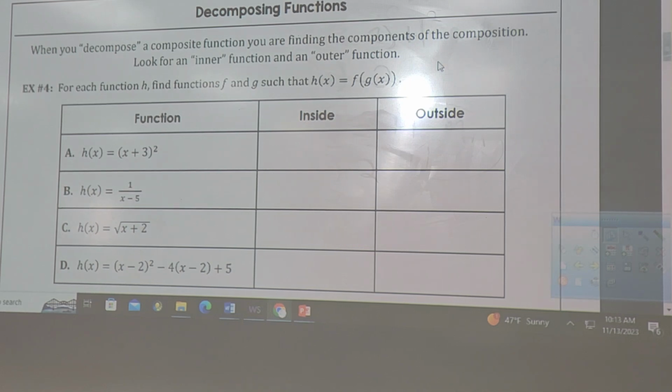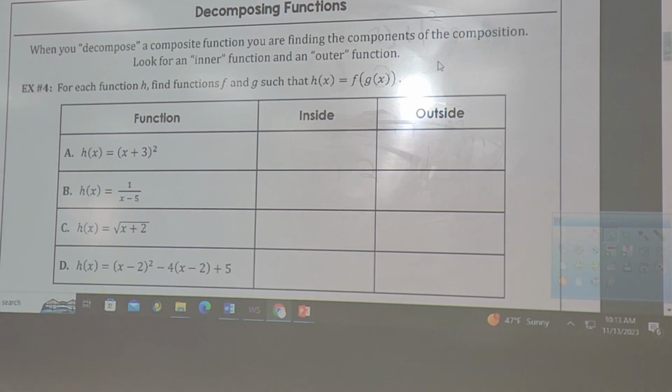Speaking of great projects, let's look at 2.7 example 4.